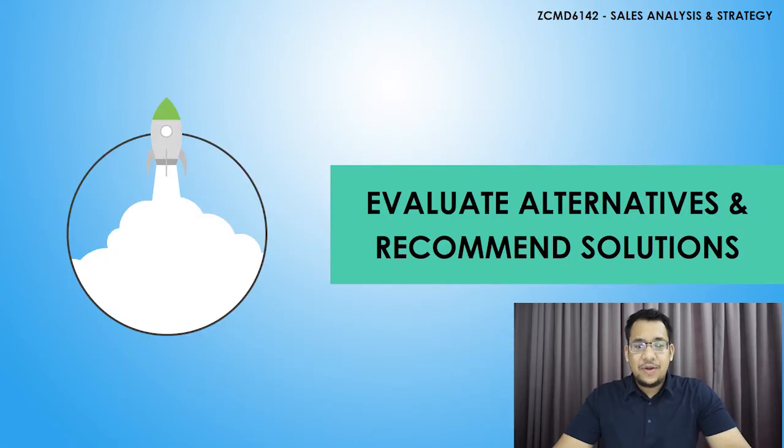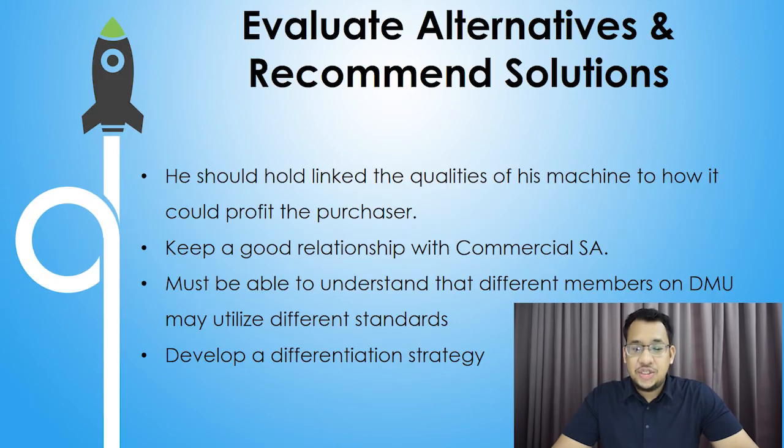Next is to evaluate the alternatives and to recommend solutions. So basically we have concluded that John has failed to identify the key criteria of the purchasing company, which is why he ended up not having the right sales strategy. His method of stressing the product quality and reliability did not work for John to persuade the company. Hence, he should link the qualities of his machine to how it could benefit the buyer.